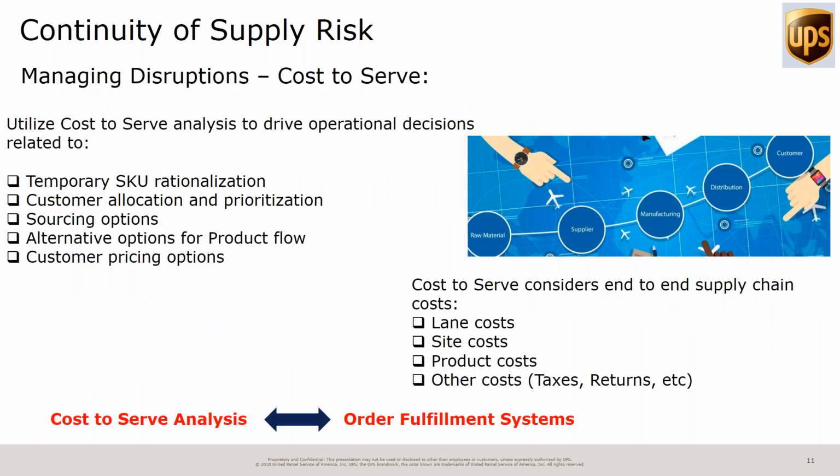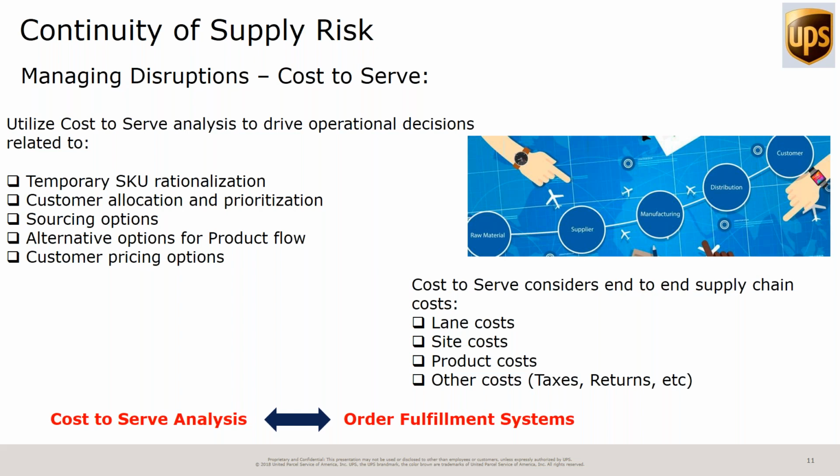From here, while you're in the disruption, utilizing cost to serve analysis and using those decision points to interface with your order fulfillment systems can also play a key role. Cost to serve analysis really looks at end-to-end supply chain cost, and based on the available options you have within your supply chain, capturing the lane cost, site cost, as well as product cost. And for every possible alternative route of flowing the product, if you understand the cost to serve, you can really know how much profit you're giving up in providing and fulfilling the demand.